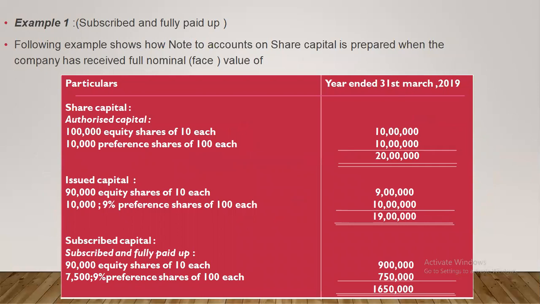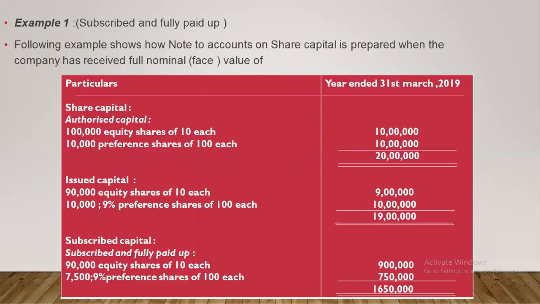Now, see the different situations with the help of an example. This is the example of subscribed capital which is fully paid up. In this example, students, you will see a company's authorized shares are 1 lakh, face value is 10 each. These are the equity shares, so the value will become 10 lakh. Preference shares are 10,000 and the face value is 100 each. So the value will become 10 lakh. That means total authorized capital of the company is 20 lakh.